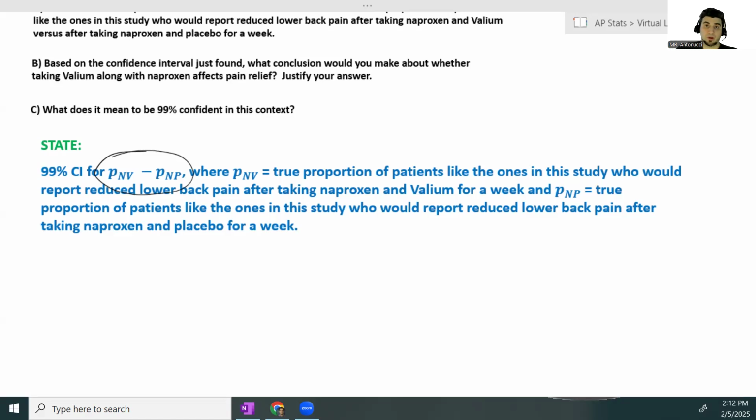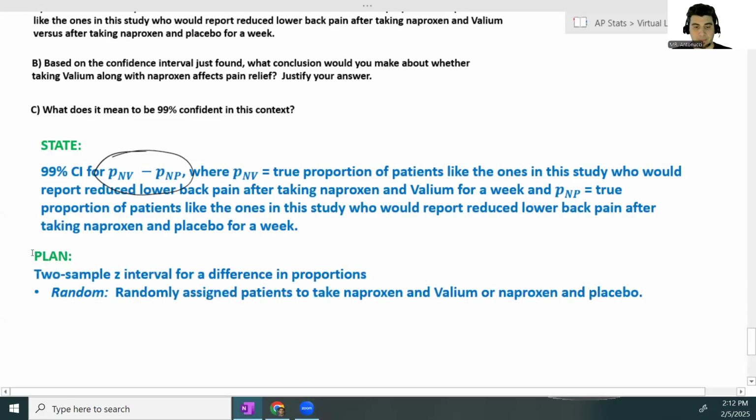So next thing we're going to do is the plan step, and this is where we state the procedure we're going to perform and check the conditions for it. So we are doing a two sample Z interval for a difference in proportions. You want to state that. The first condition is random. These were randomly assigned patients to take naproxen and Valium or naproxen and placebo.